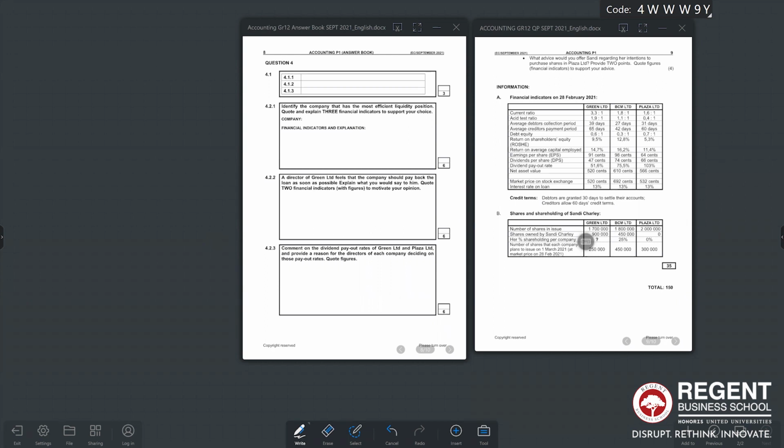Remember now, return on total capital employed. How do you know whether that's good or bad? 14.7 doesn't tell you anything. But what you do is compare return on average capital employed with the interest rate. What is the interest rate on the loan? The bank is charging you, it's the last one there, 13%. You can see 13% is the interest rate on the loan. So the bank is charging you 13%.